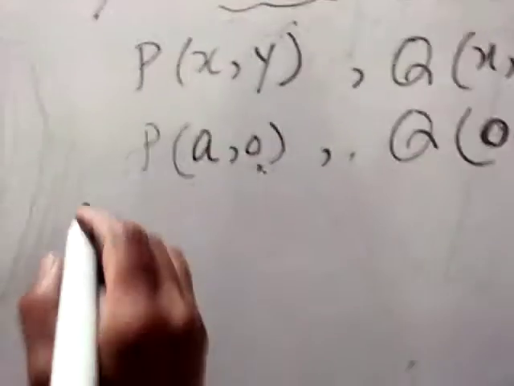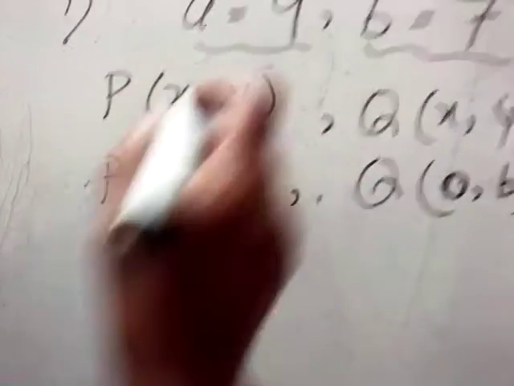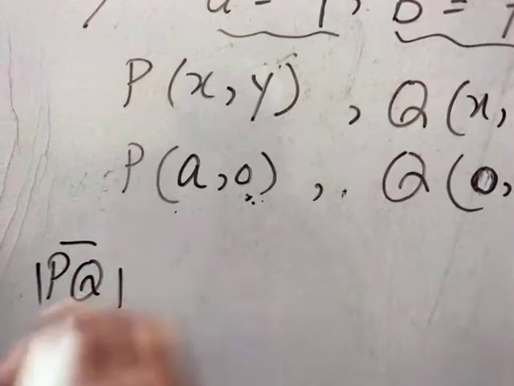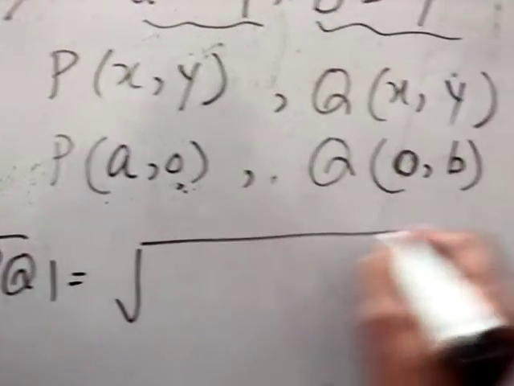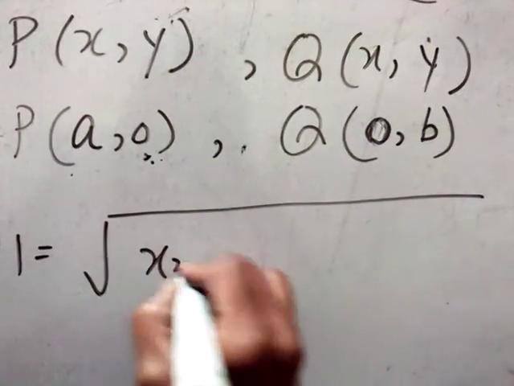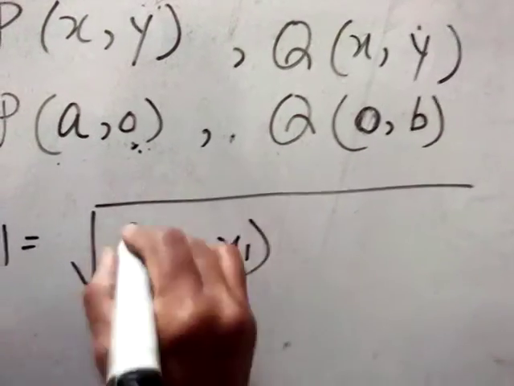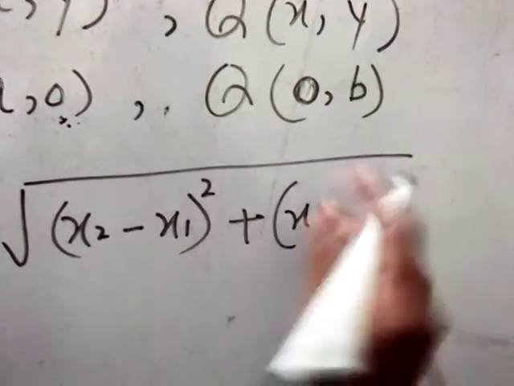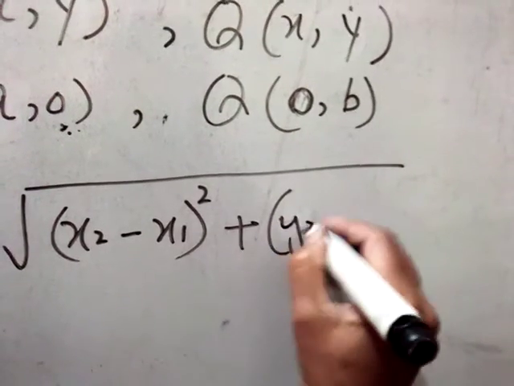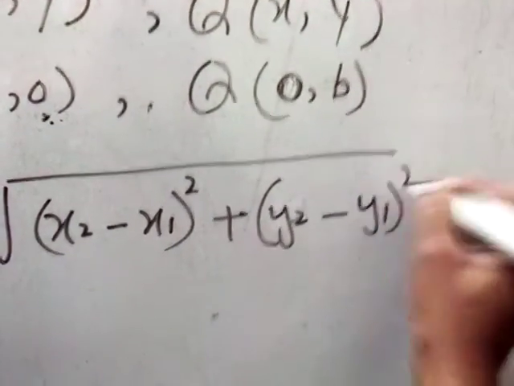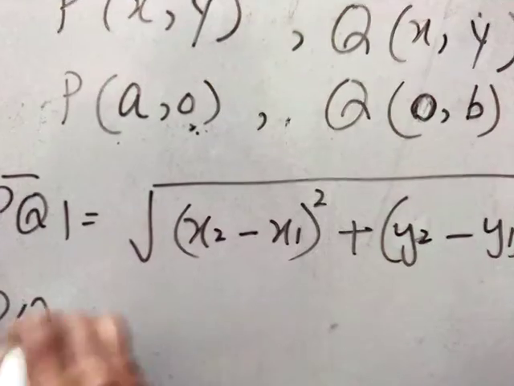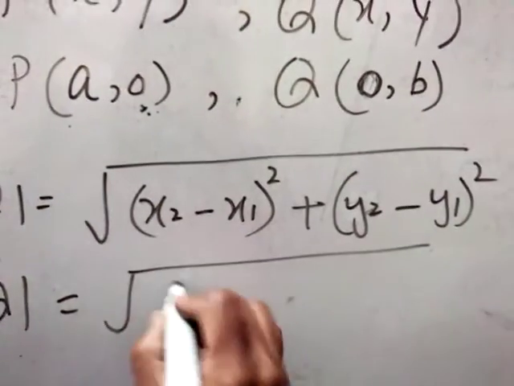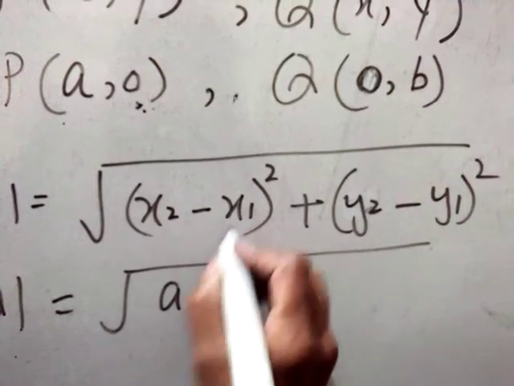So we will start finding the distance between P and Q. So the distance PQ will be equal to, we will write the formula here, the square root of x2 minus x1 whole square, this is the distance formula, plus y2 minus y1 whole square. Now PQ distance will be equal to, here the x coordinate is a but the y coordinate is 0.